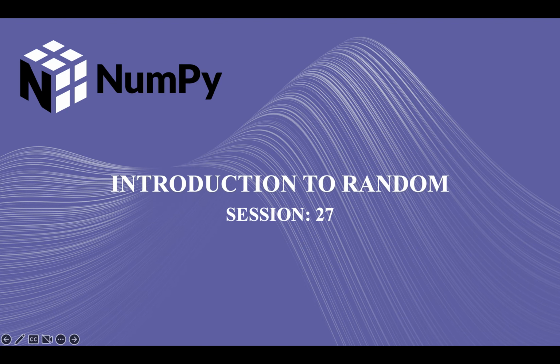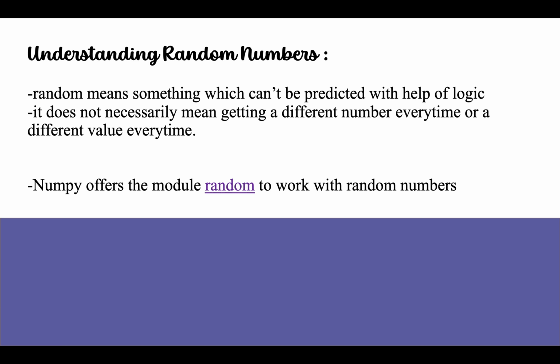In our previous lecture, we studied how to create an array of all zeros and ones, identity matrices, and today we are going to get acquainted with the random module in NumPy and its related methods. So let's get started. So first of all, what are random numbers?